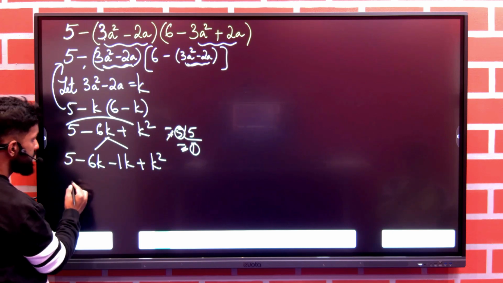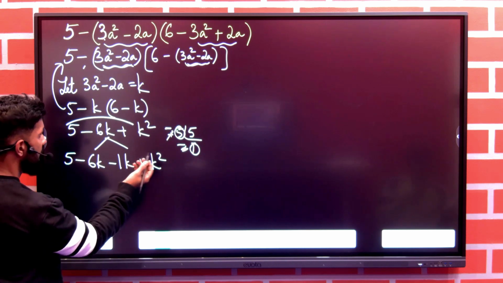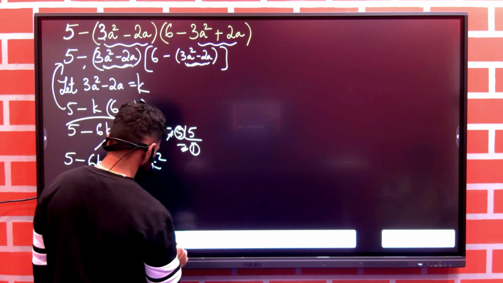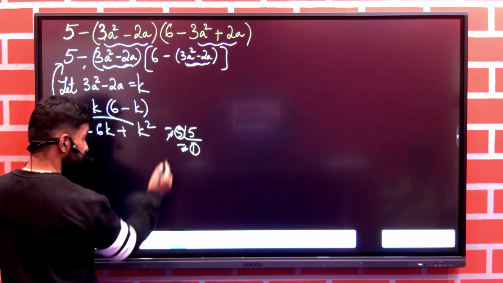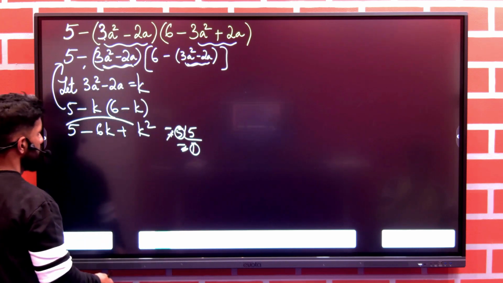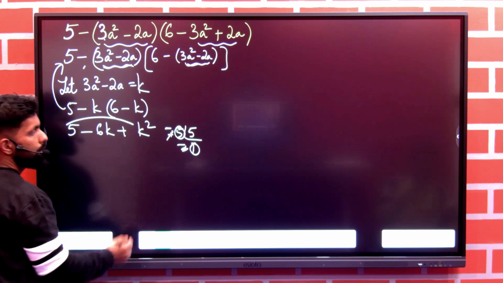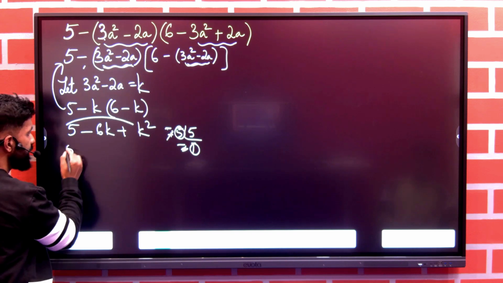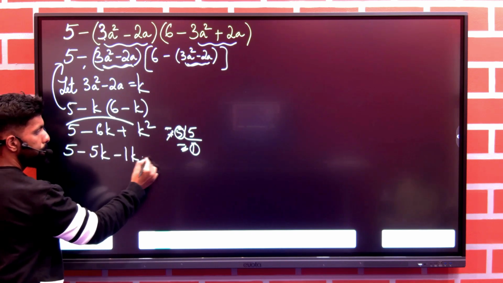So 5 minus 6k. So I've written it wrong. Okay, cut. Five and 1, I wrote 6 and 1. Okay, so the factors are minus 5 and minus 1, right? Okay, so 5 minus 5k minus 1k plus k square.